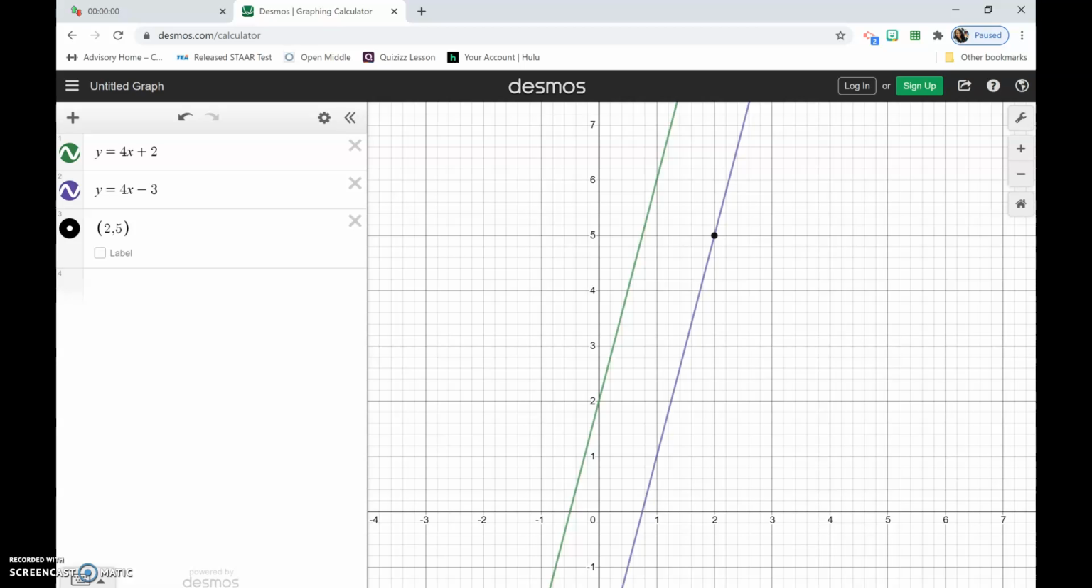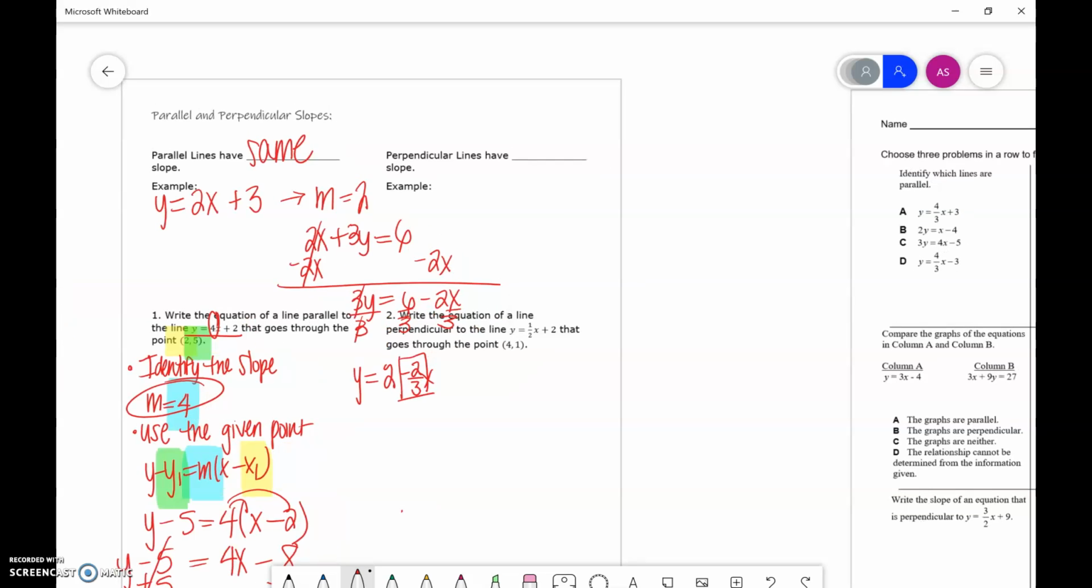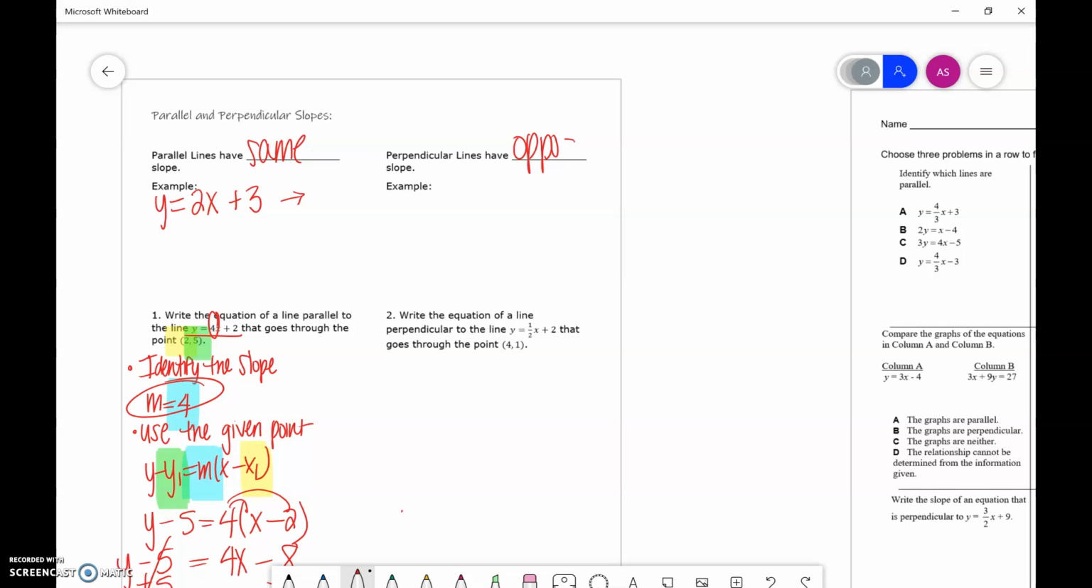You'll just press menu 5-1 to trace that point. All right. Let's go on to perpendicular, the fun part. So again, perpendicular lines will cross at a 90-degree angle, and the slopes will be opposite reciprocal. Okay, a lot of people earlier forgot what that word means. Reciprocal means that you flip the fraction.